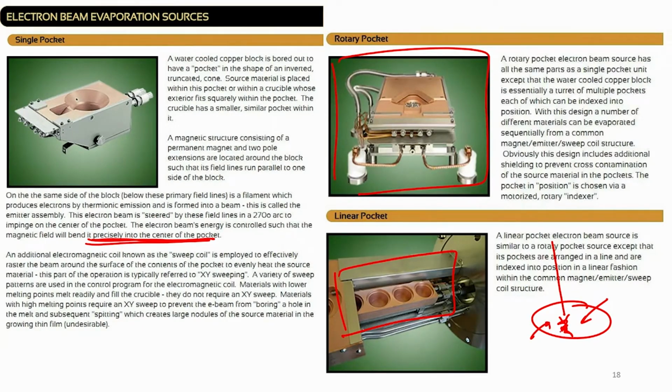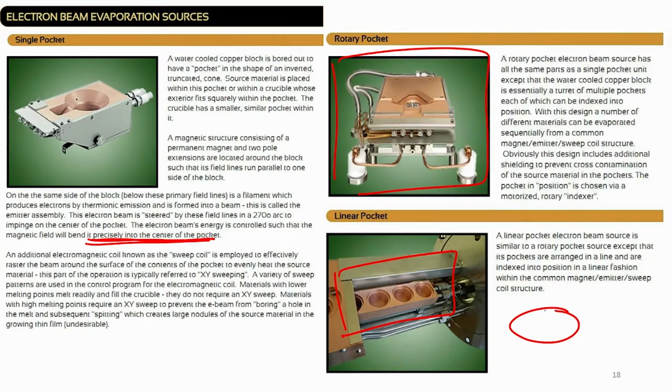So, instead of that, if we have the raster scanning of electron beam on this particular source, then it will scan like this, depending on horizontal scanning or vertical scanning or raster scanning. The raster scanning is possible if we use the electromagnetic coil and it can sweep in XY direction. A variety of sweep patterns are used in the control program for the electromagnetic coil. Materials with high performance and high melting point require XY sweep to prevent the E beam from boring a hole.